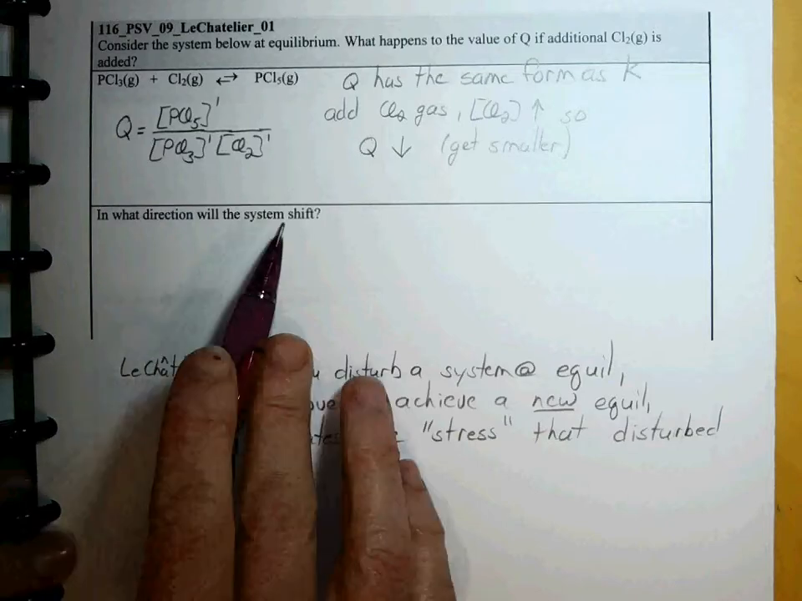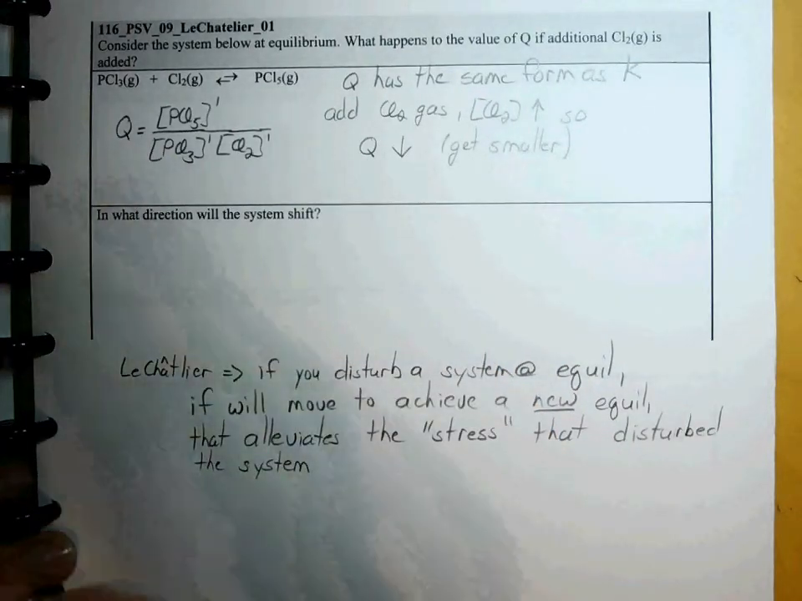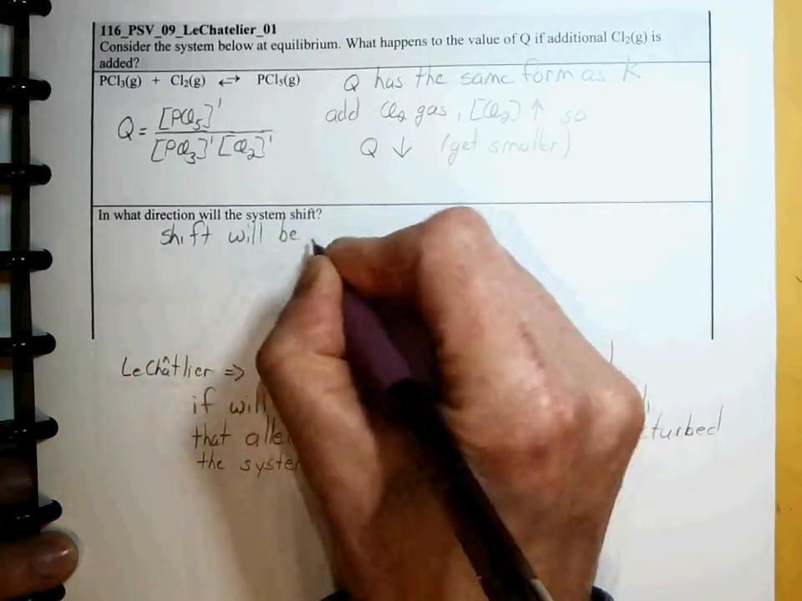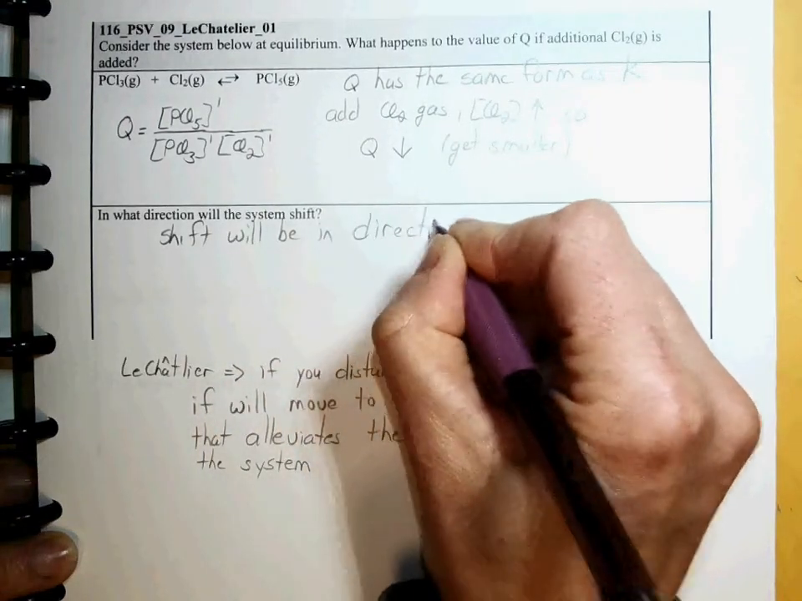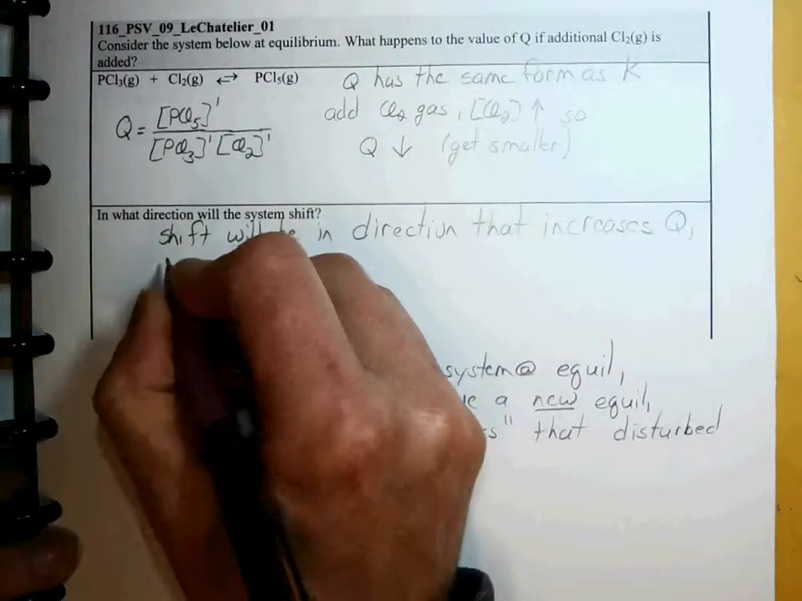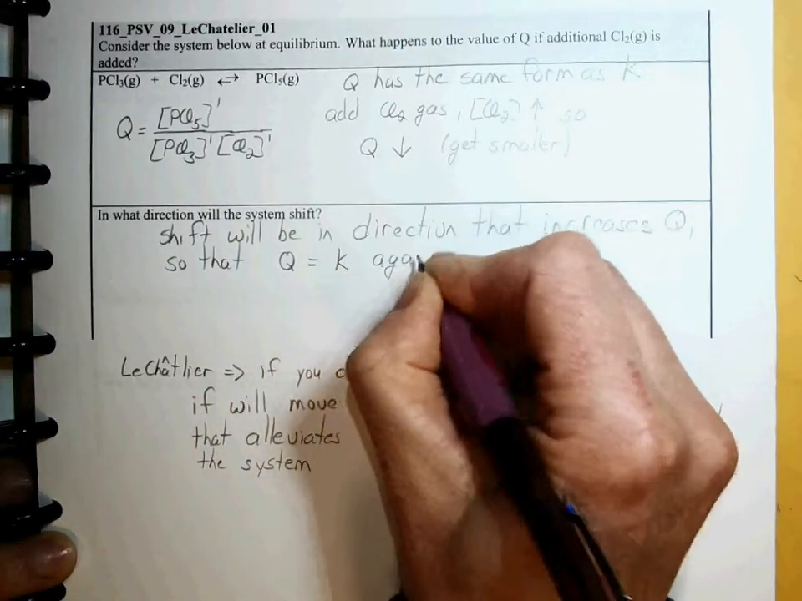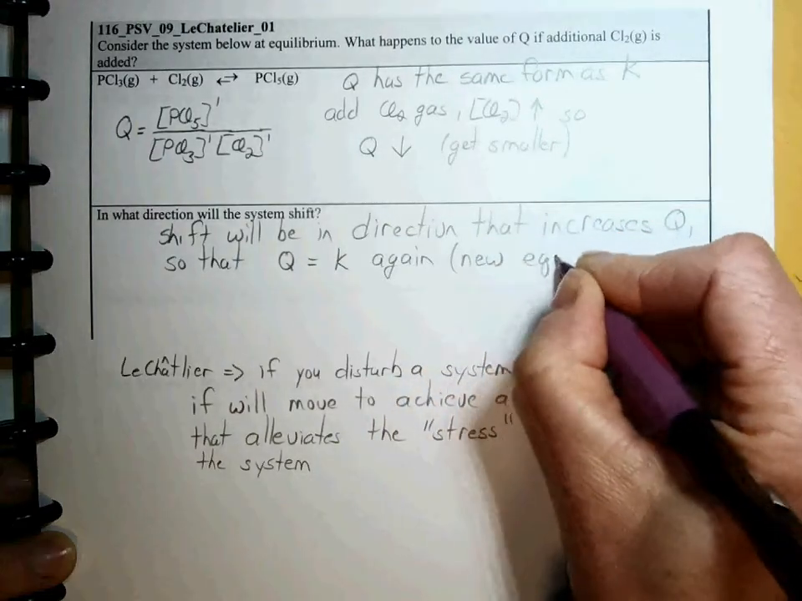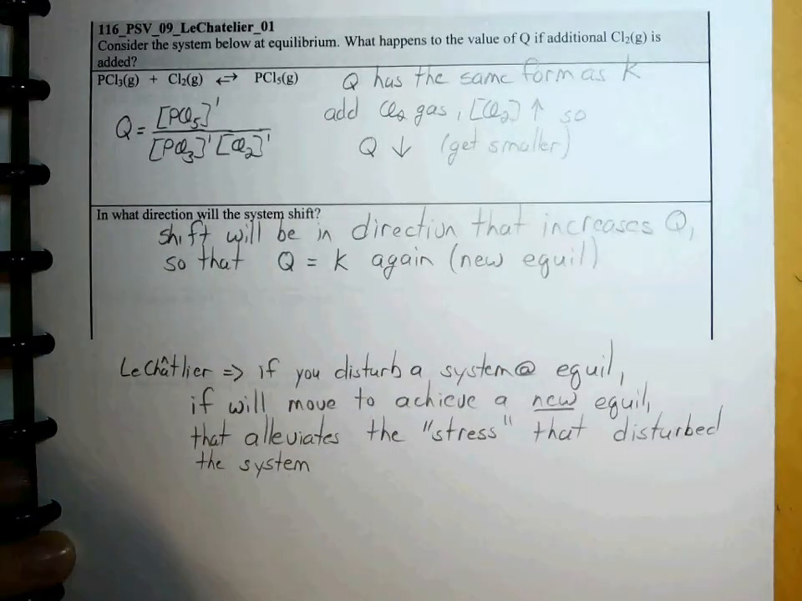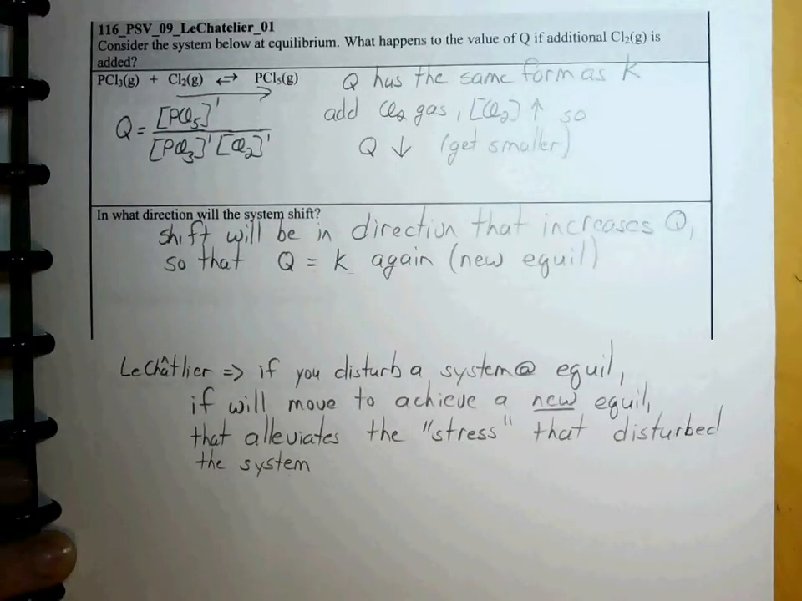So the direction the system would shift in order to achieve that equilibrium would be in a direction that increases the value of Q, so that Q would equal K again, and that would thus be our new equilibrium. Okay, in this instance, if we want to make Q larger so that it can equal K again, we're going to have to go in the forward direction from left to right.